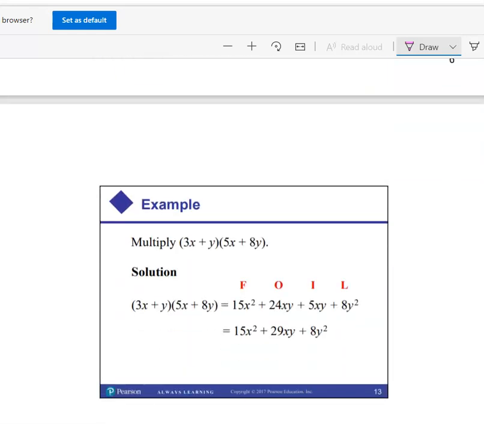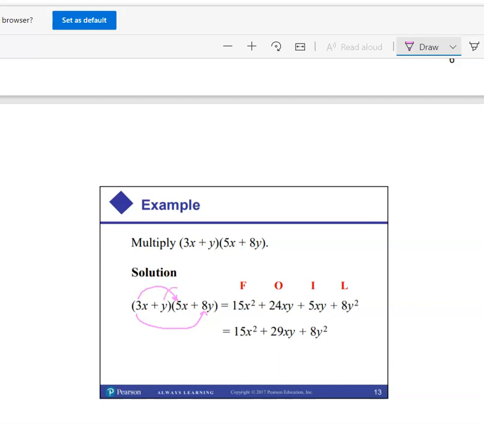So they've done another one for us, and this only works if you've got two terms in each parentheses. So the first would be the 3x times the 5x. 3 times 5 gives you 15. X times x gets you x squared. Outer, okay, so the outer terms are going to be the ones on the outside. So they did 3 times 8 to get 24, and then they did x times y to get xy.